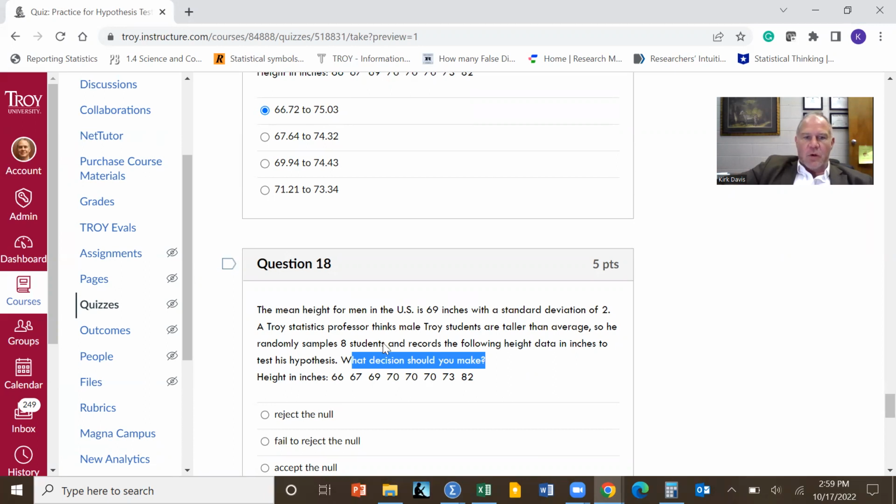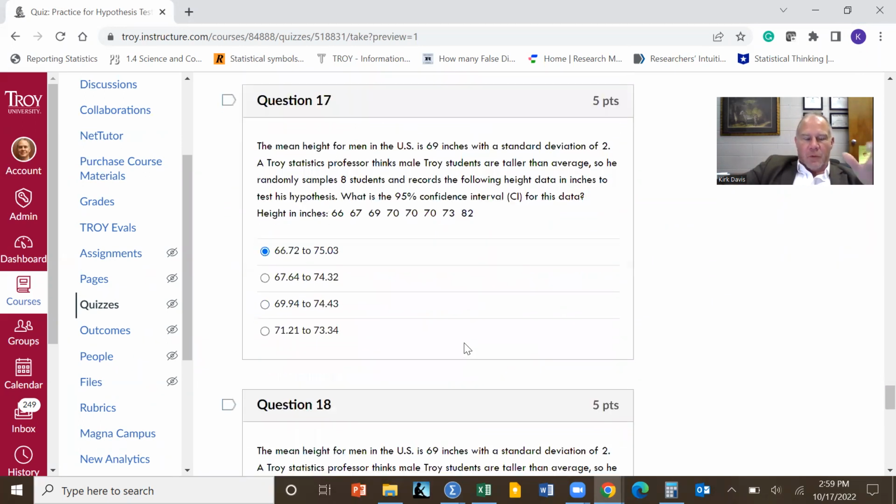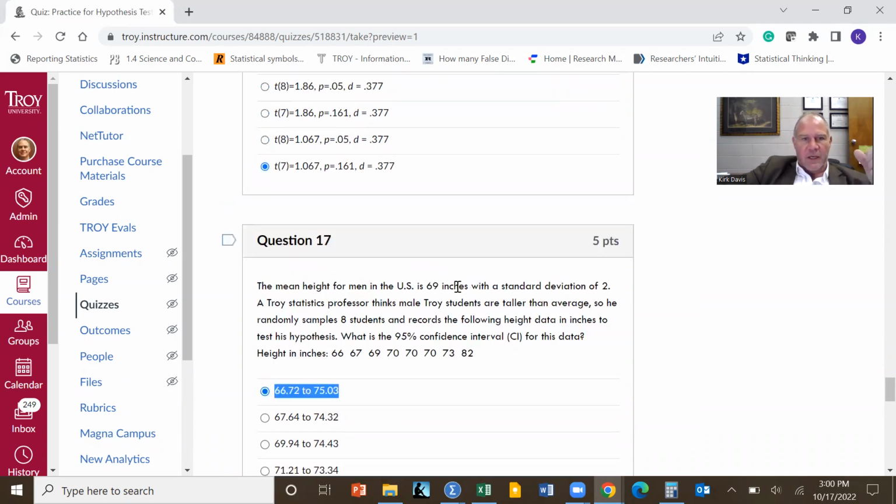So in this case, we already knew we were going to fail to reject. We knew that for three reasons. One, our confidence interval actually contains the population mean. So we're pretty sure our sample came from a population that has a mean somewhere between 66 and 75. And guess what? That includes 69.